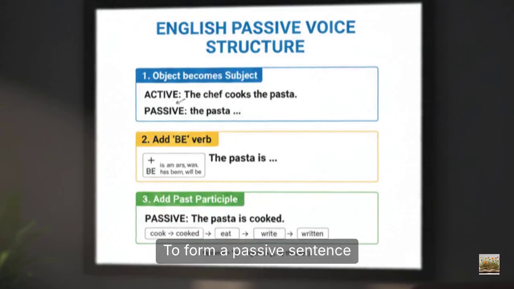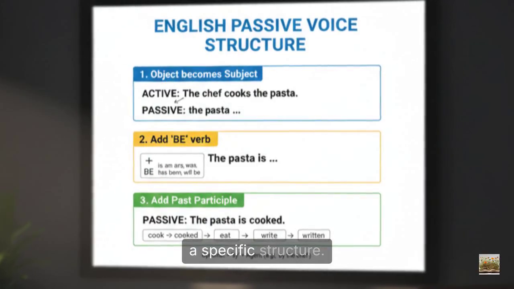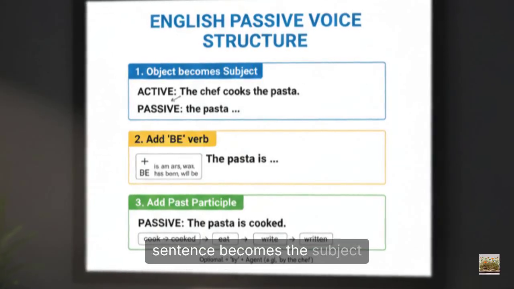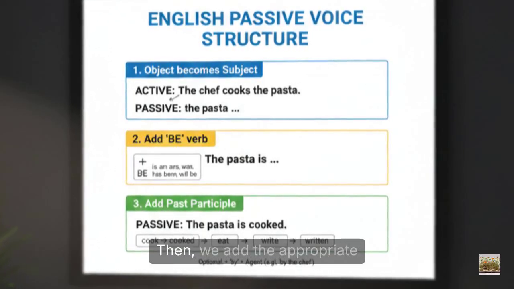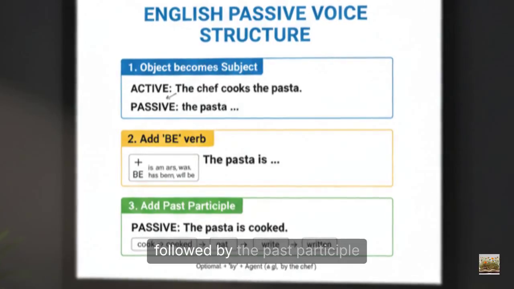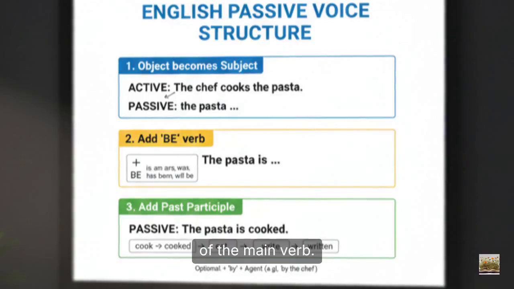To form a passive sentence in English, we use a specific structure. First, the object of the active sentence becomes the subject of the passive sentence. Then, we add the appropriate form of the verb be, followed by the past participle of the main verb.